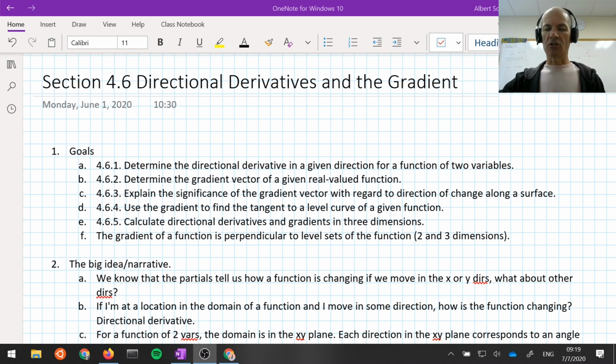So the gradient is extremely important. In applications, the gradient is used to optimize functions of several variables. There are lots of really important algorithms for finding the maximum or minimum of a function of several variables that rely on the gradient. And really just an important quantity, one of the most important quantities we'll learn about in this semester.